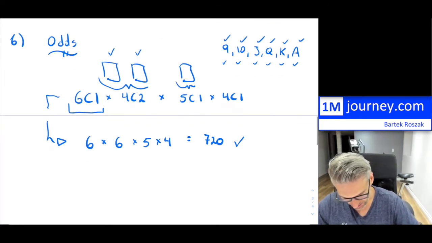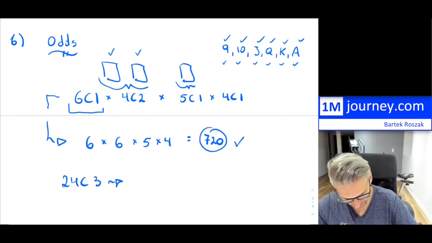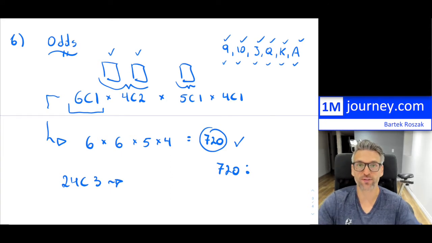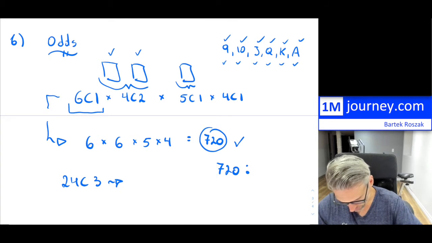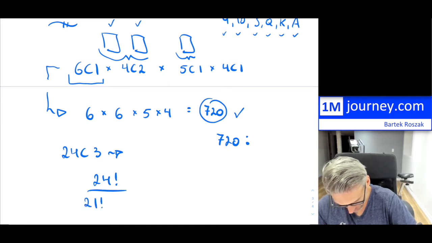Since I want the odds, I need to know 24 choose 3. Because the odds are going to be, so 720, this is for drawing a pair versus not drawing a pair. So I need to know all the different types. Now 24 choose 3 is 24 factorial over 24 minus 3, so 21 factorial, and 3 factorial.